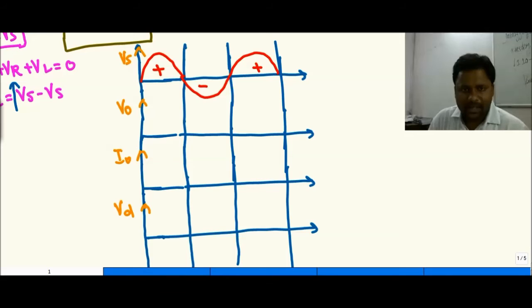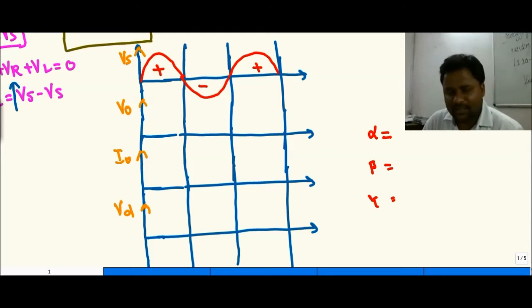Here we are introducing new terms called alpha, beta, and gamma. Alpha is the term we indicate here for when the diode starts conducting. When the diode starts conducting, we call that alpha.